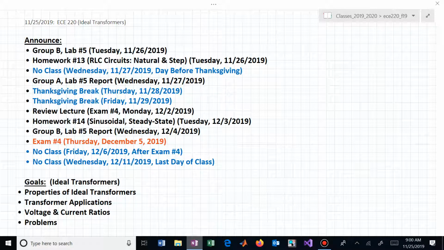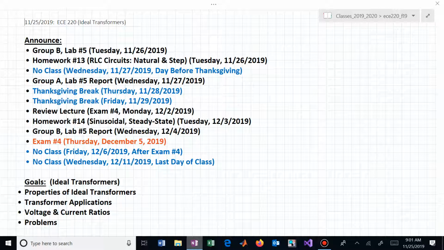Before anybody leaves, you need to make sure to submit or complete your homework number 13, which is due Tuesday, tomorrow. And Group B, your last lab is actually tomorrow. When we return in 1 week, we will have a review lecture for exam number 4. And exam number 4 is on Thursday, and then we will not have class the following day on that Friday.